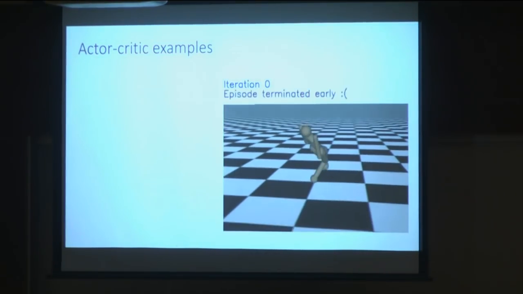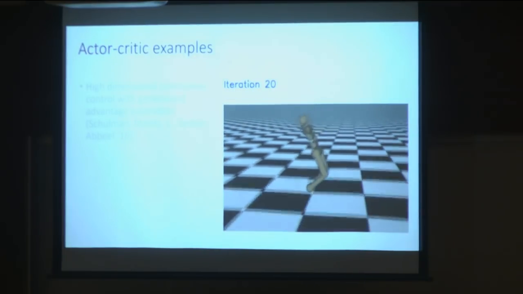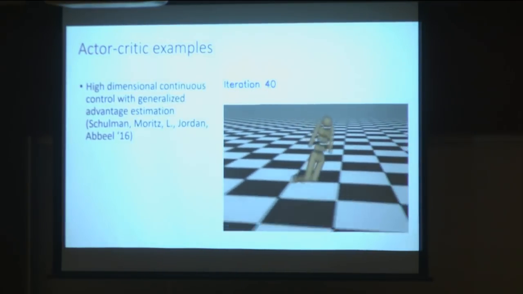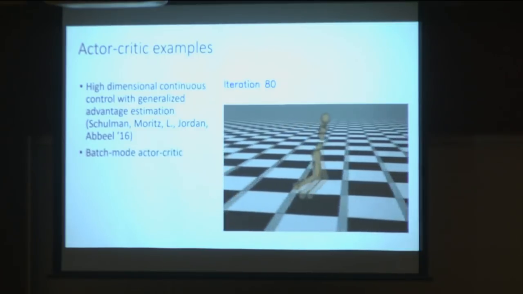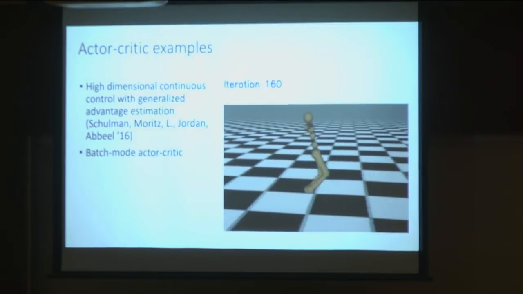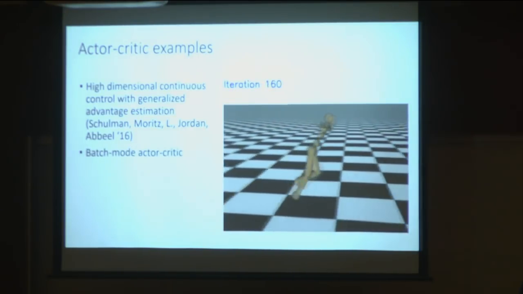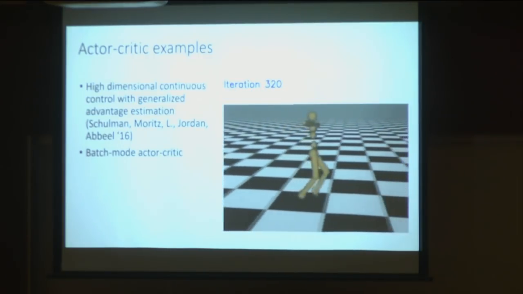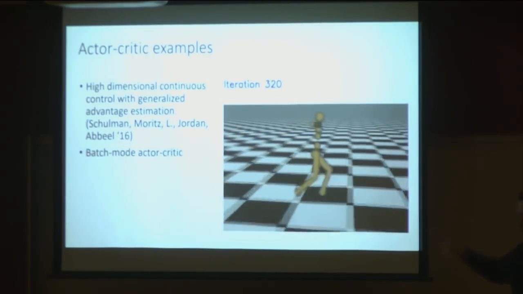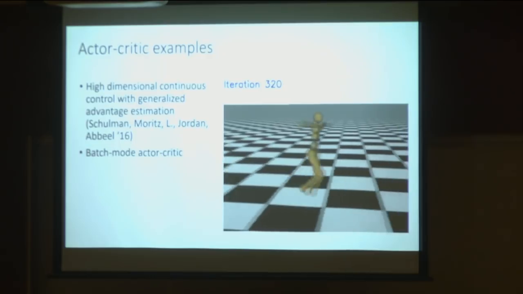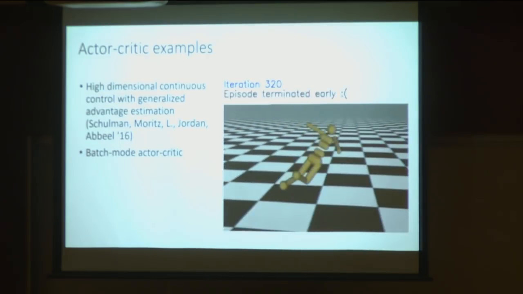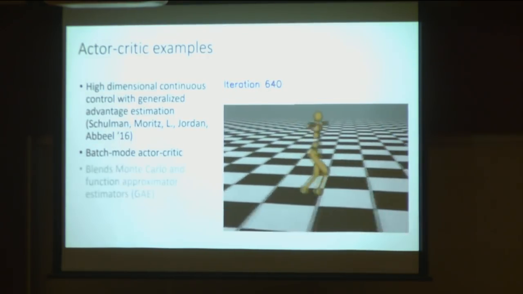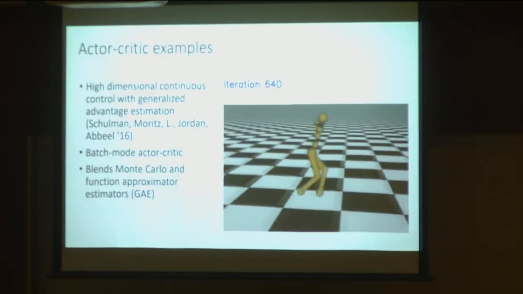A few examples of actor-critic algorithms in action. So this video, which I've shown a few times before, is actually from the paper that introduced the generalized advantage estimator. It's a batch mode actor-critic algorithm that mixes Monte Carlo and critic-based estimators on this exponential scale. And that gets this humanoid guy to run around. In the paper, you can also see other creatures running around. So it's a blend of Monte Carlo and function approximator estimators.